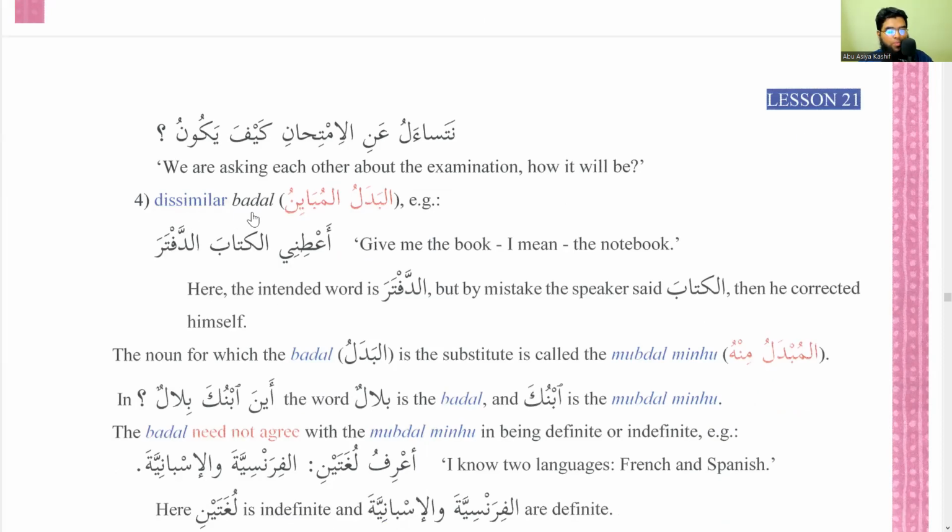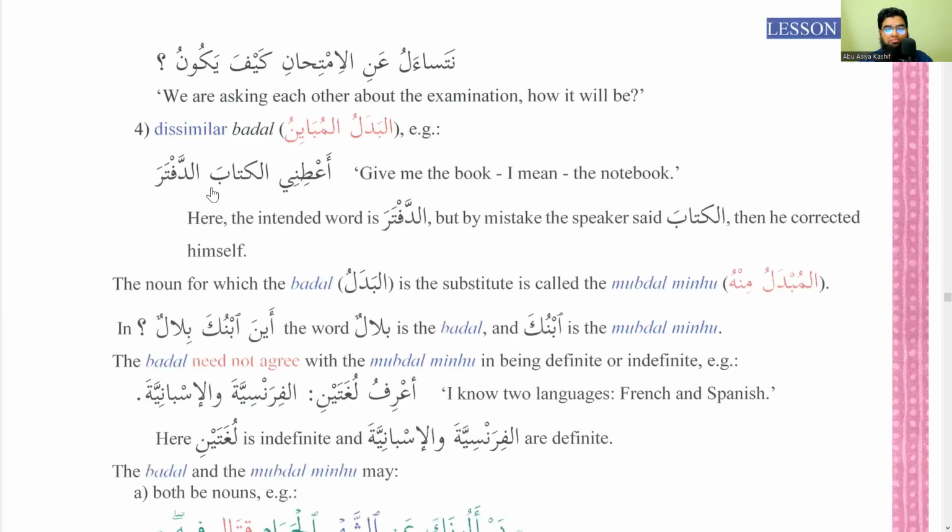Ghalat is easier to remember. Ghalat means you made a mistake. Atinil kitab, give me the book. But I made a mistake. I mean the daftar, ad-daftara. So atinil kitab ad-daftara. You might see this sentence and wonder what he means. Actually, he meant daftar, but this is ghalat, a mistake. Badal mubayin, clarity. It gives clarity.